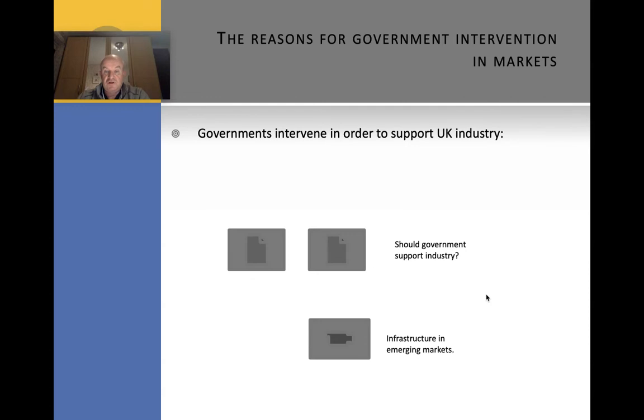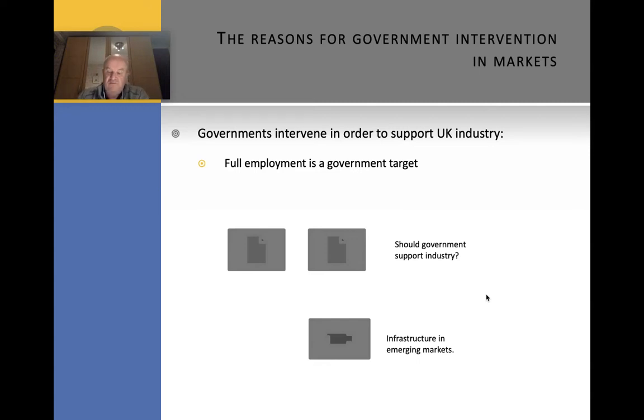So let's take a look at some of the reasons for government intervention in markets. Generally it's to support UK industry, and obviously one of the things that will drive this is the macroeconomic objectives that the government or the economy has. We're going to go through a couple of examples and show how this objective might be achieved and why the government might then choose to intervene in certain situations.